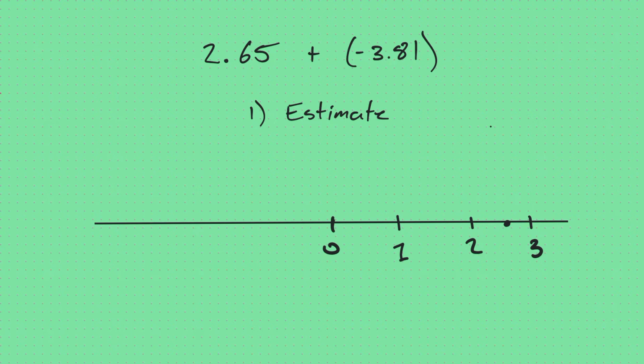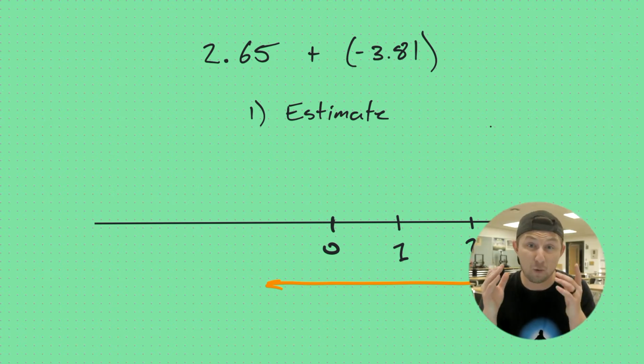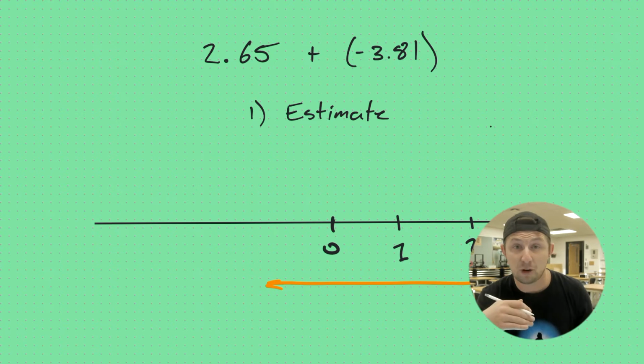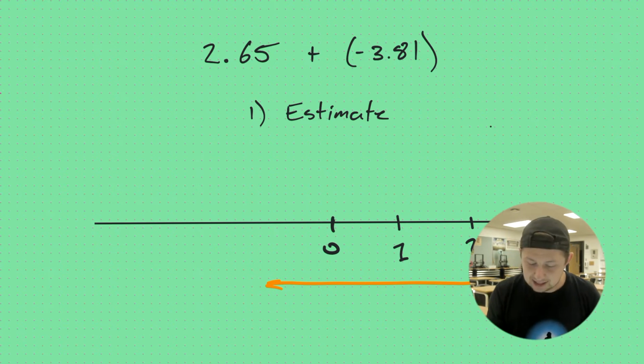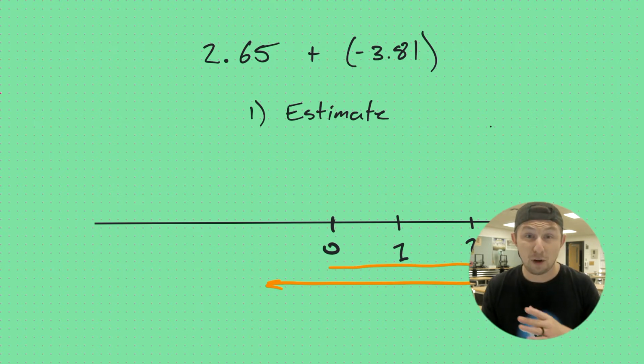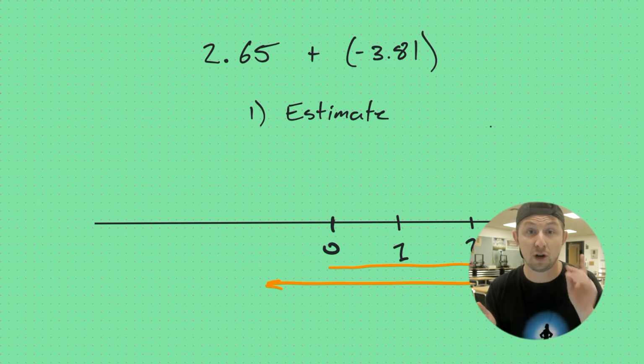That's where we're starting. And what we're gonna do is when we add a negative, we take away 3.81. Now, because 3.81 is bigger than 2.65, what I'm thinking is that it's going to go past that 2.65. So if I started at 0 and went to 2.65, that 3.81 is going to take me past the 0 into the negative. So I'm pretty sure this is going to be a negative number.